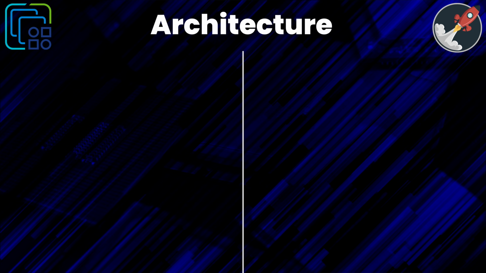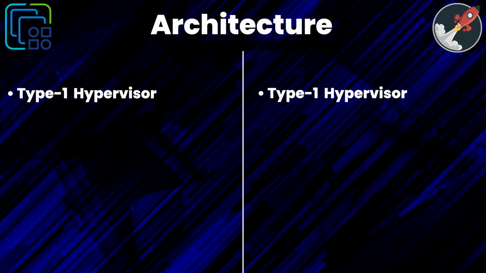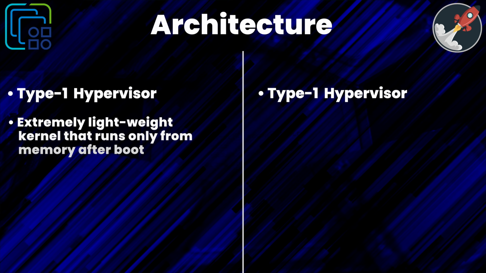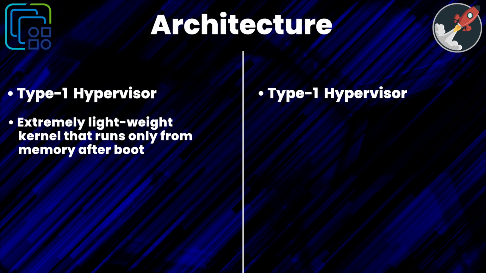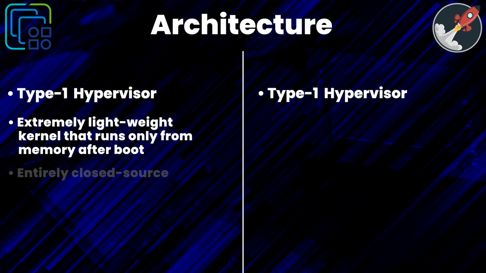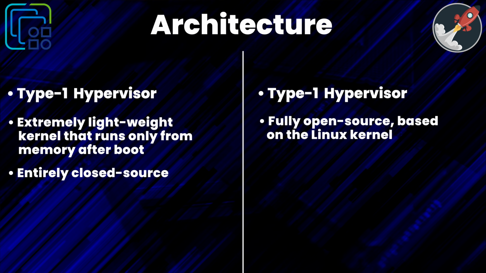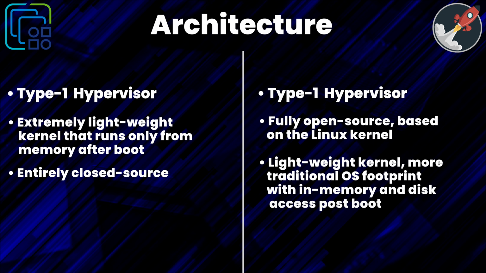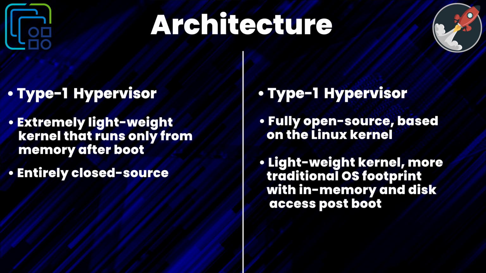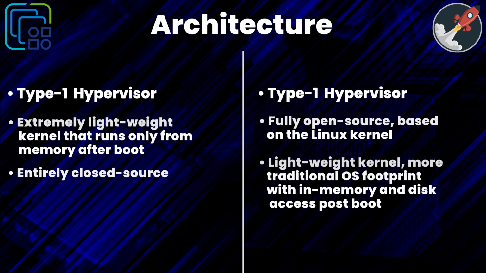Let's start with architecture. Both XCP-ng and VMware ESXi are Type 1 hypervisors. However, there are key differences in their deployment methodologies. VMware ESXi is very lightweight by design, only containing a minimum footprint to function, and once booted, runs solely from RAM. All of the VMware ESXi kernel is closed source. XCP-ng is based on the Linux kernel and is also lightweight, but unlike ESXi, after the boot process loads the kernel and other necessary components into RAM, XCP-ng continues to use disk storage for various operational needs.